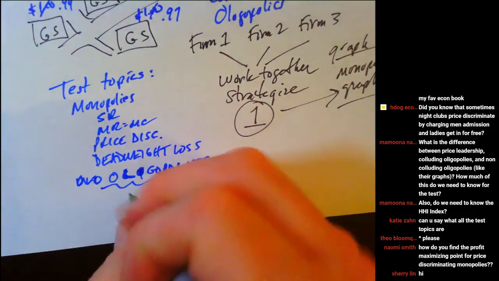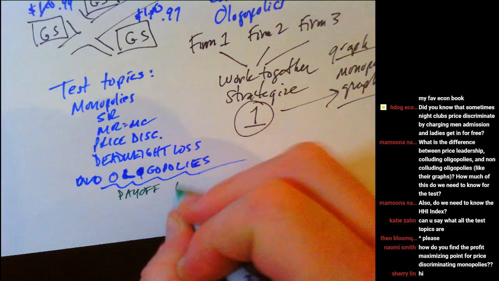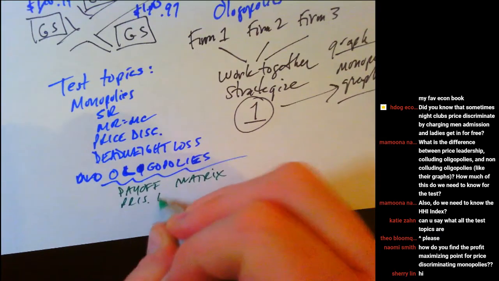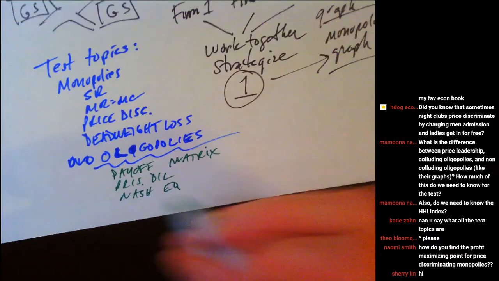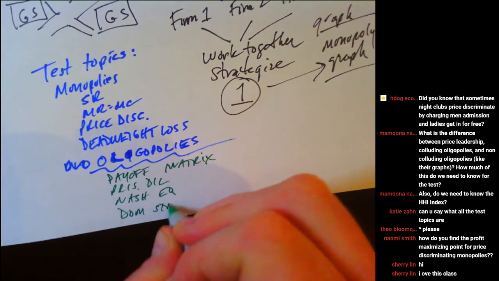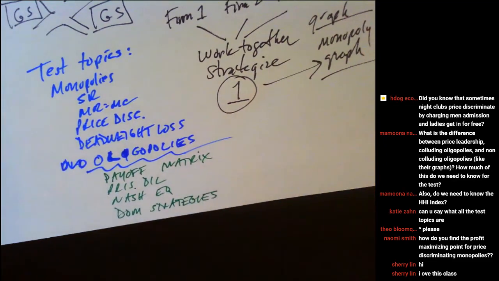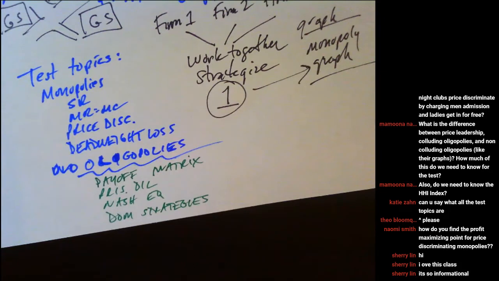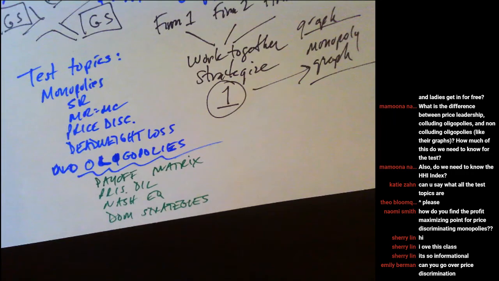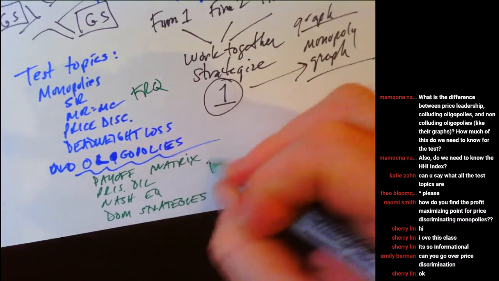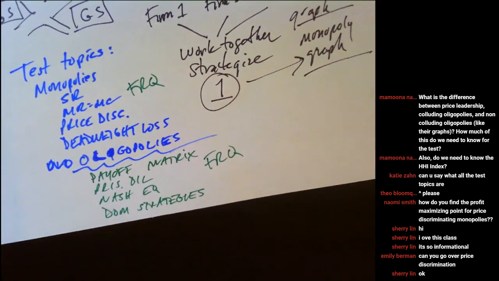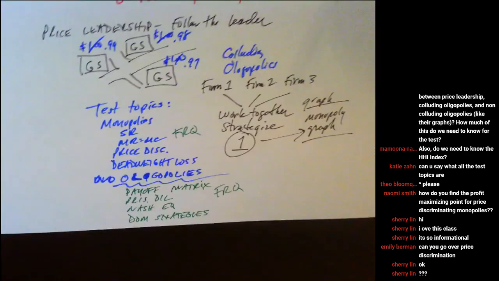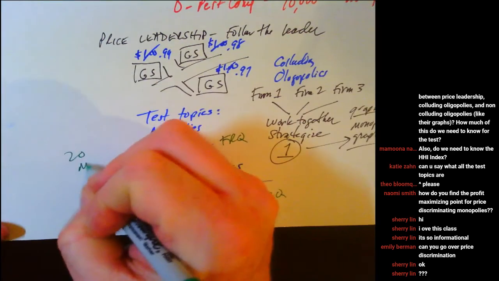So oligopolies: payoff matrix, prisoner's dilemma, Nash equilibrium. Let's think what else. Dominant strategy. And that's pretty much it, just to let you know that the FRQ is on monopoly and the FRQ is on oligopoly. Okay, and then there are 20 multiple choice. So let me actually zoom out a little bit. And 20 multiple choice.